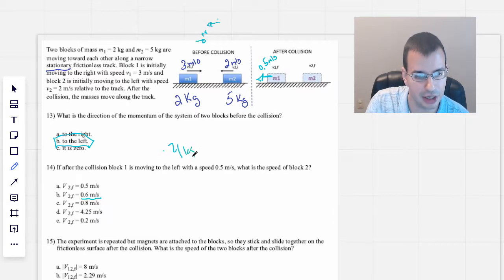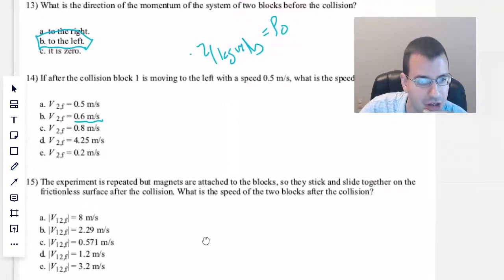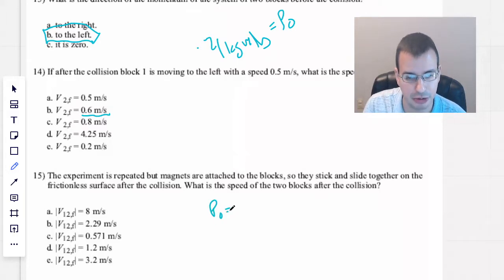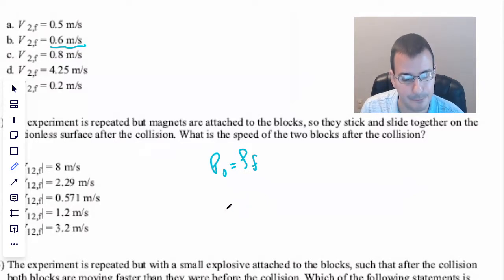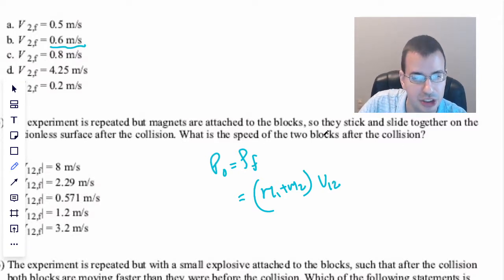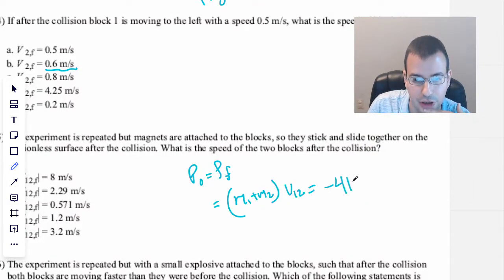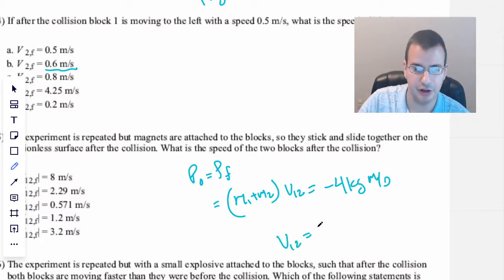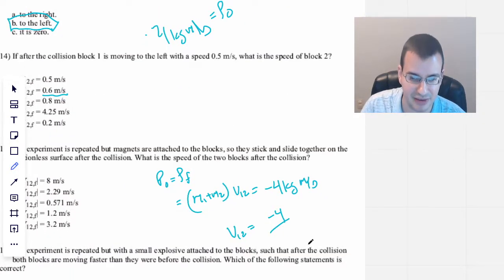Negative 4 kilograms meters per second equals initial momentum. So I'm going to try and use this. So this says initial momentum equals final momentum. Always true. And so we have the final momentum will be mass 1 plus mass 2 times some sort of mystery speed. I'll call that V12. What is the speed of the two blocks after the collision? And we know this is going to be the same momentum as before the collision, which would be negative 4 kilograms meters per second. And using that, we have negative 4 divided by, make sure I get the masses right this time, 2 plus 5, which is 7.